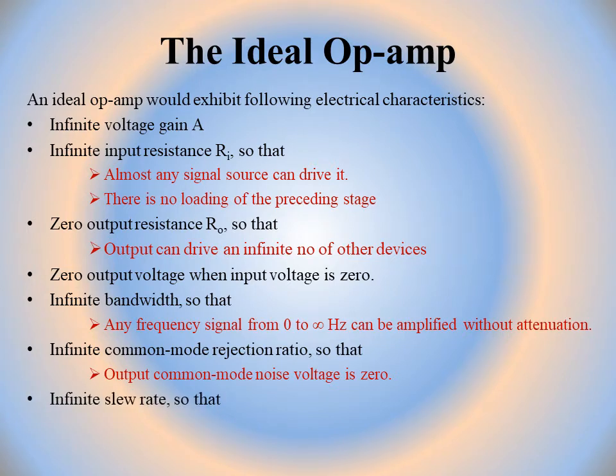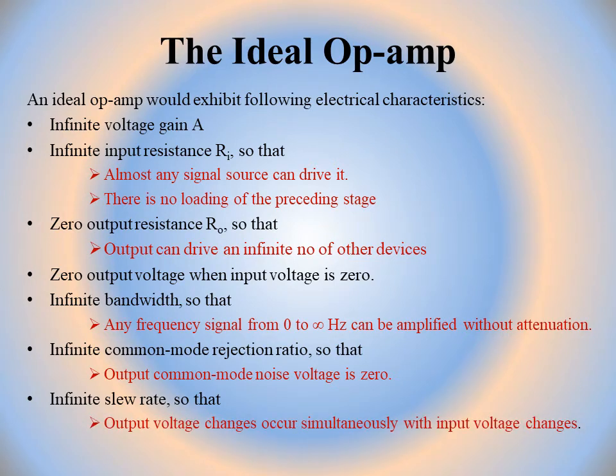Next is infinite slew rate. In the previous lecture we had discussed slew rate. For the 741 we had seen that it had a very small slew rate. What is slew rate? Slew rate is how the output changes along with the changes in the input. So for better operation, an ideal op-amp should have infinite slew rate so that output voltage change occurs simultaneously with input voltage changes.